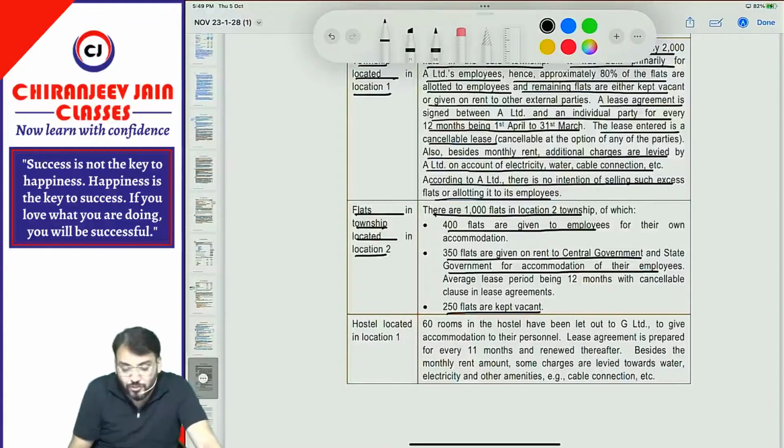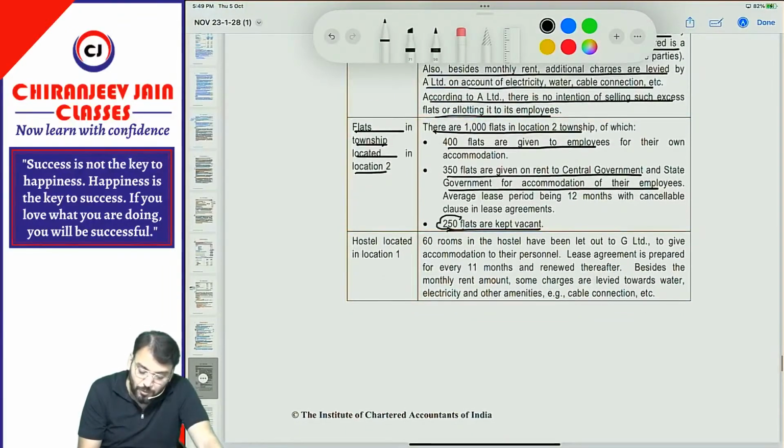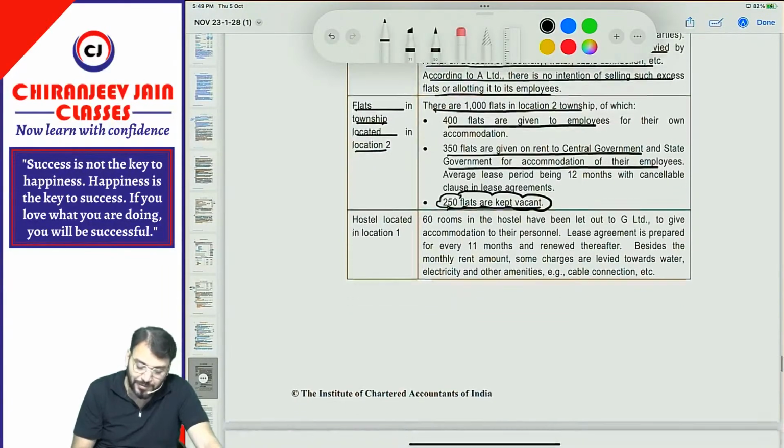So if we assume that this will be held for giving on rental in future, then this will be classified as investment property. Or if it will be held for giving or allocating to employees, then it can be classified as property, plant and equipment. Understood? That depends upon intention, how it will be used in future. Got this point? Yes, sir.